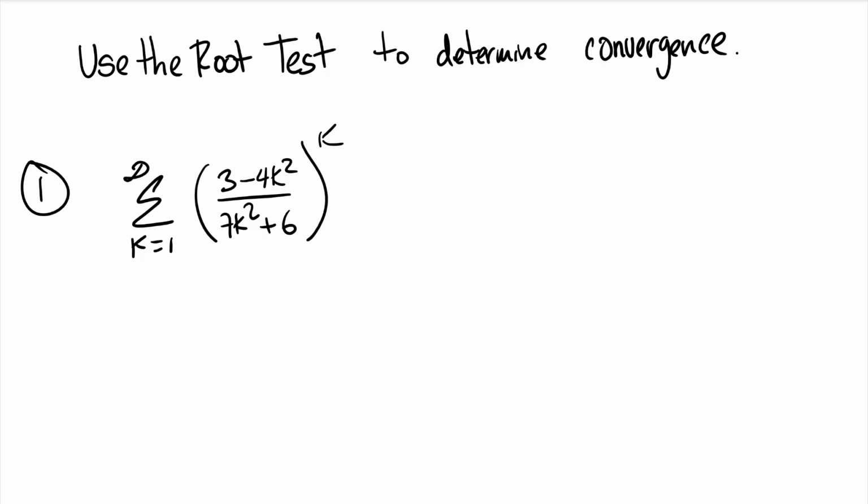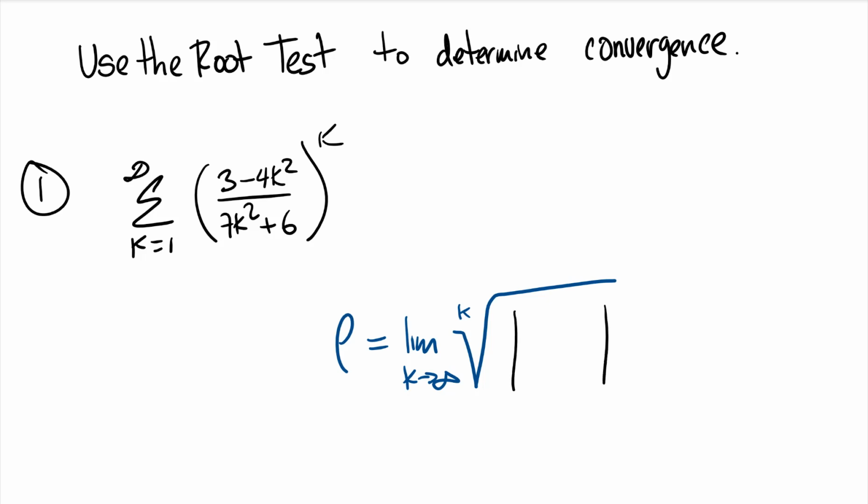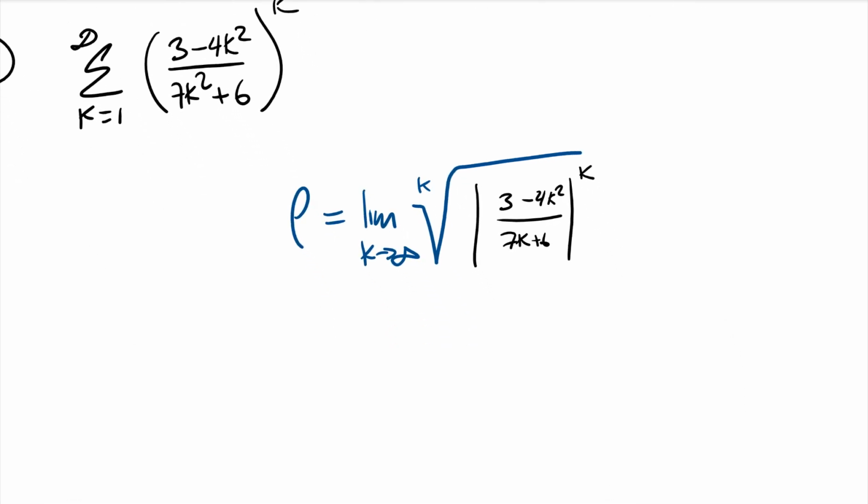Okay, so what we're going to do, we'll set that up, and we're going to say our rho is equal to the limit as k tends towards infinity of the kth root, and then we take the absolute value of our sequence to the kth. Now you can see what's going to happen here. A kth root to the k? Those are just going to cancel out.